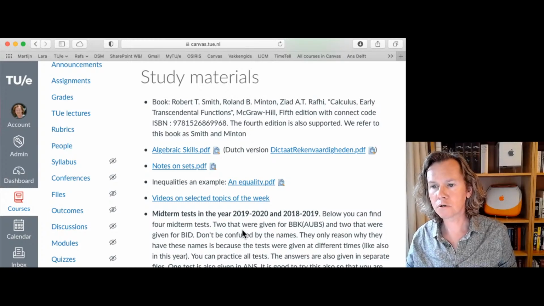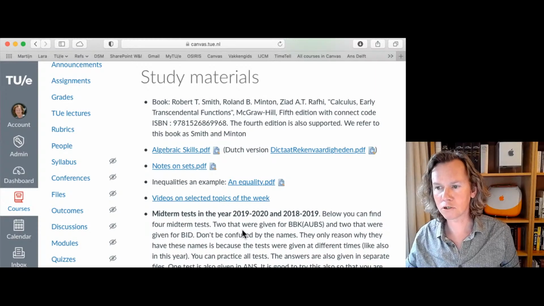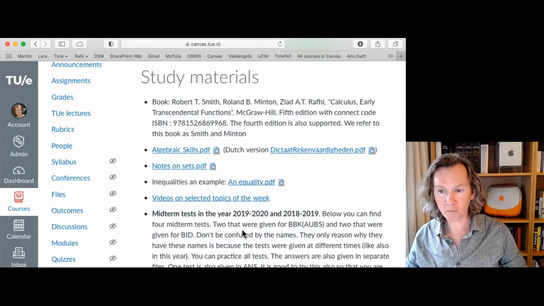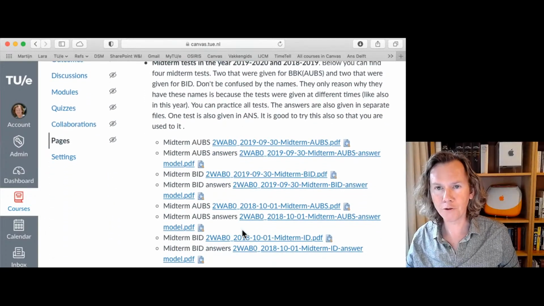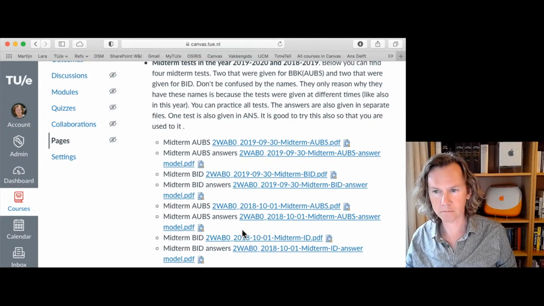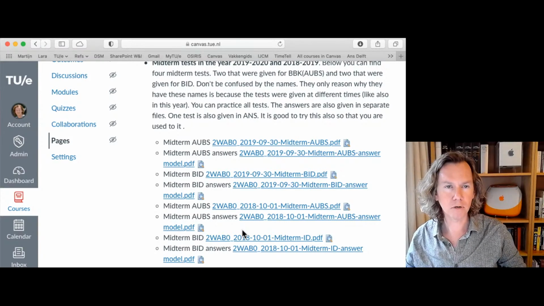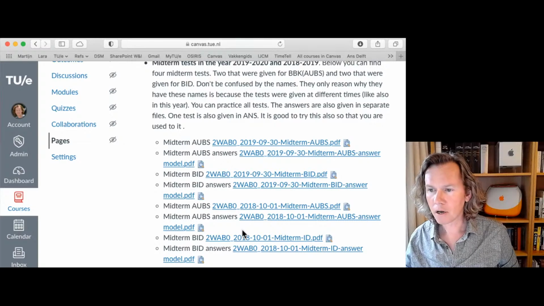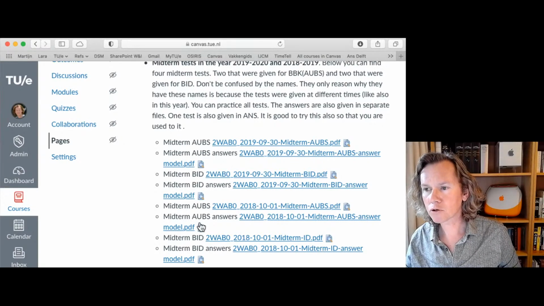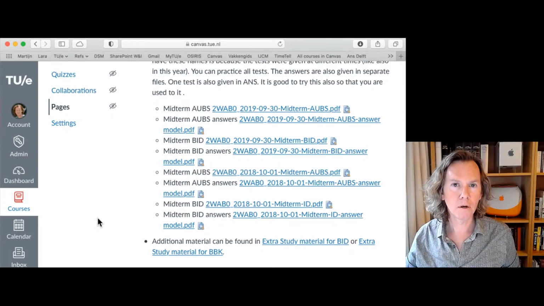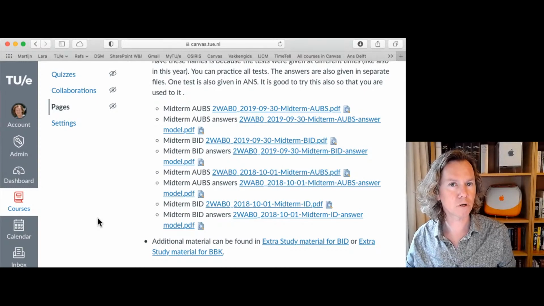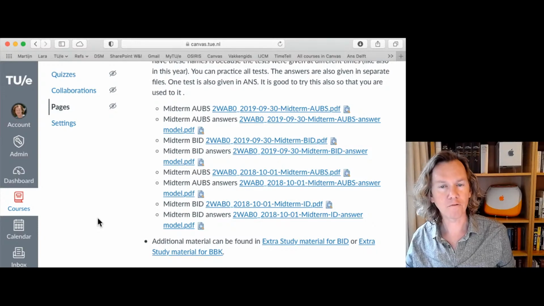You see here the midterm test from 2019-2020, so last year and the year before that. If you go down, it is for both AUBS, which is architecture and lots of other stuff, basically bouwkunde, plus industrial design. And there is both the test and answers to the test. So if you want to practice for the midterm, this is where you can get the old test, and then you have a pretty good idea about the type of questions we will be asking you on Thursday too.